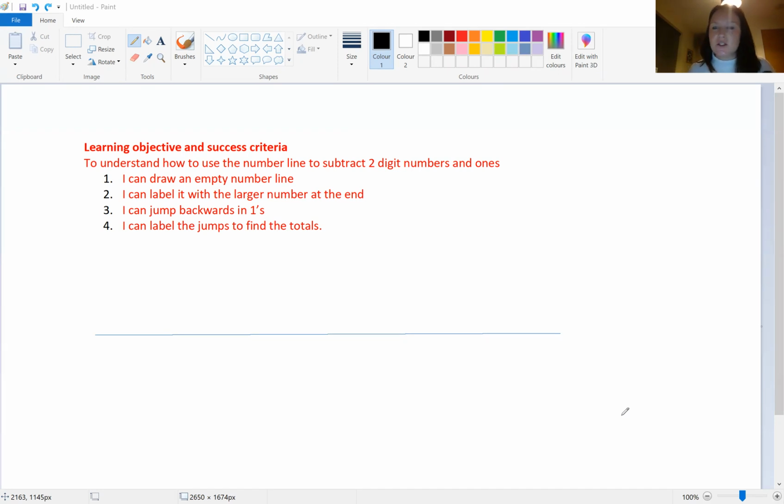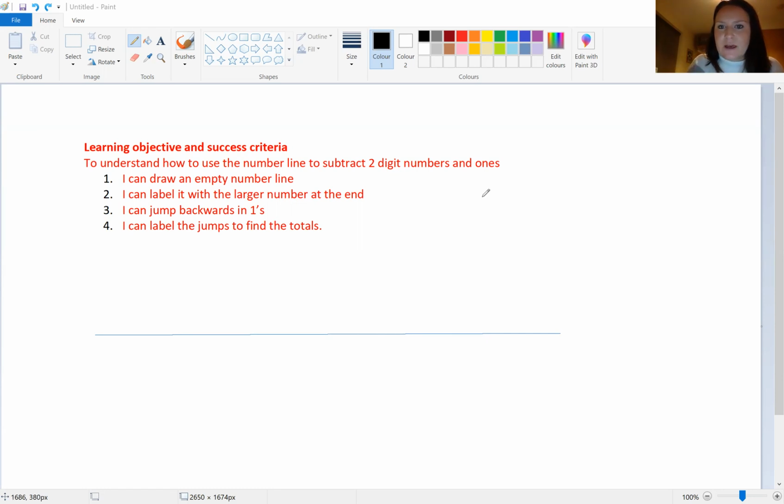Okay, so we're going to be using the number line method over the last few days. Looking at your success criteria, number one says I can draw an empty number line. Number two, I can label it with a large number at the end. I can jump backwards in ones. I can label the jumps to find the totals. So here's our empty number line.